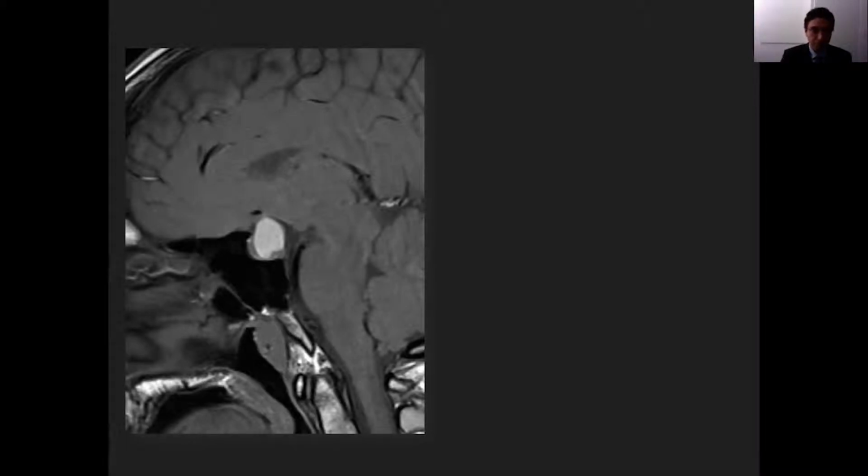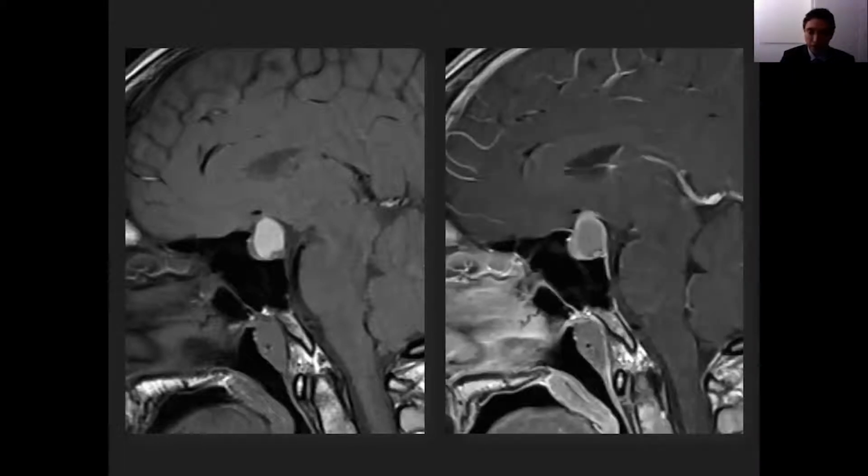This is a sagittal T1 weighted image without contrast, where we see a relatively well-circumscribed lesion involving the pituitary gland, the sella, and the parasellar region. We see a small nodularity along its inferior aspect. On the post-contrast images, we see that there is enhancement of the wall of the lesion, and there's also enhancement of the nodule that is located posteriorly and inferiorly.